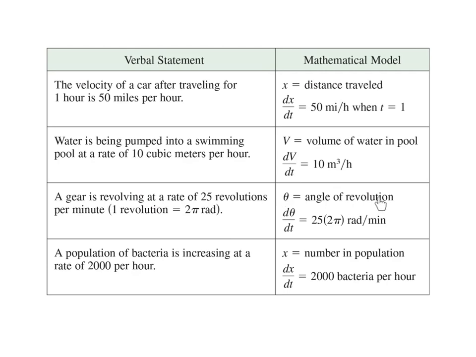So theta would be my angle of revolution, and d theta over dt, the change in the angle of revolution over time, is 25 times the quantity 2 pi rad per minute. Whenever you're working with circles, you're usually going to be working with something like 2 pi rad, or whatever it is that they give you.